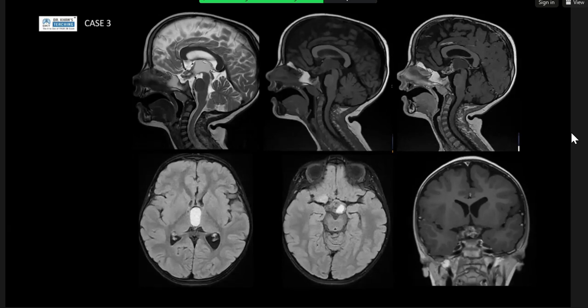So in comparing, there is no evidence of the syphilis. I'm warning about this mass in the suprasellar region anteriorly, as well as extending to the third ventricle. This one. Okay. So the suprasellar region mass in a female could be a germ cell tumor.